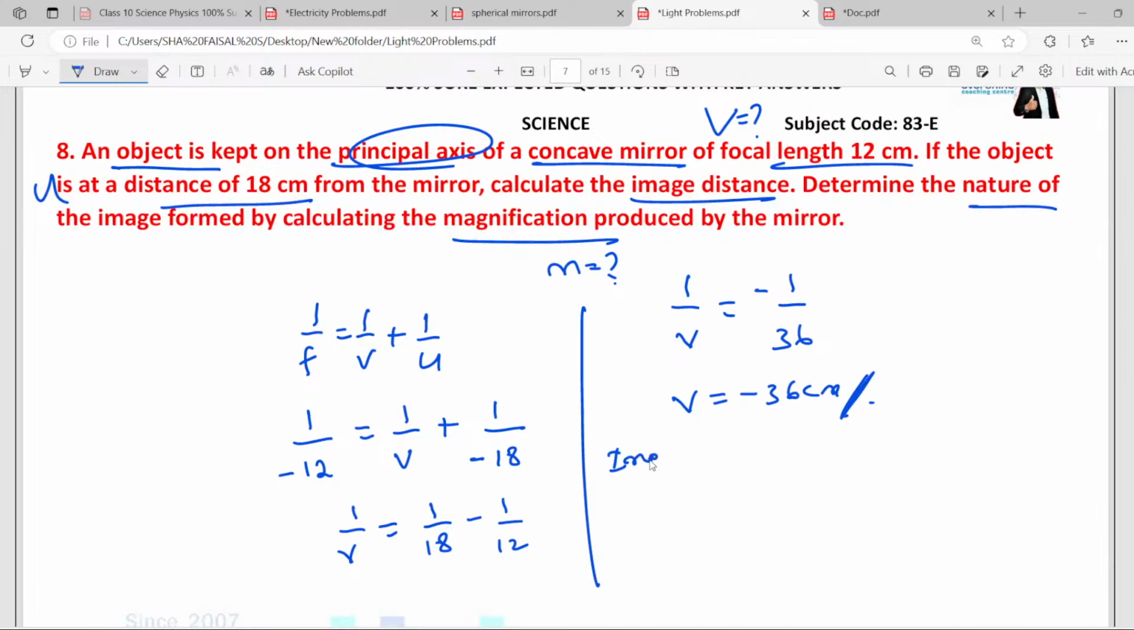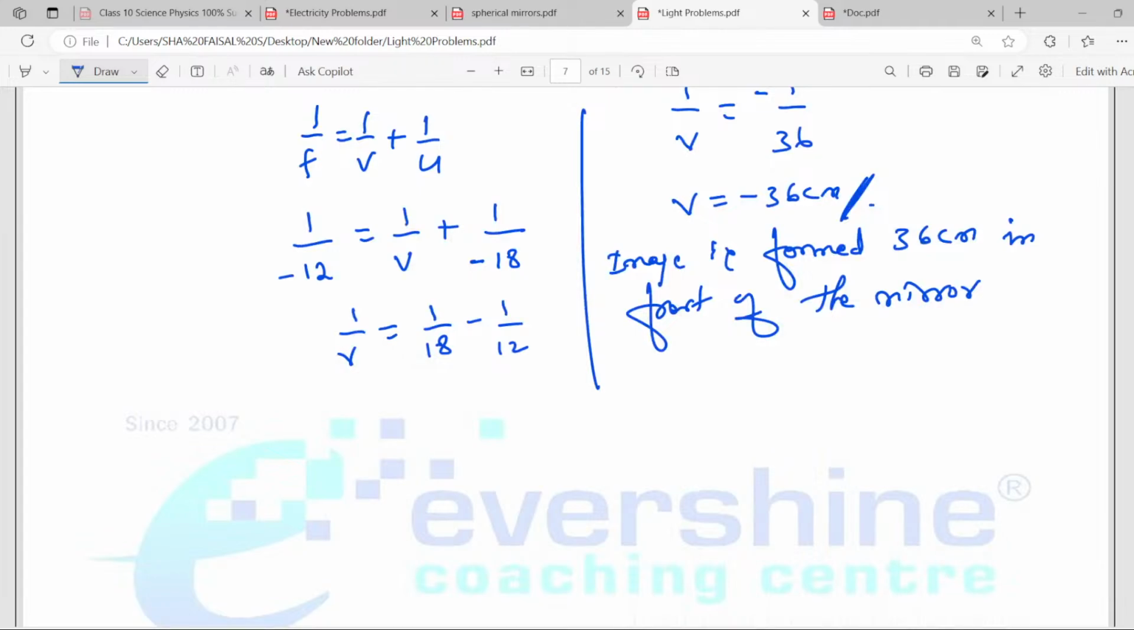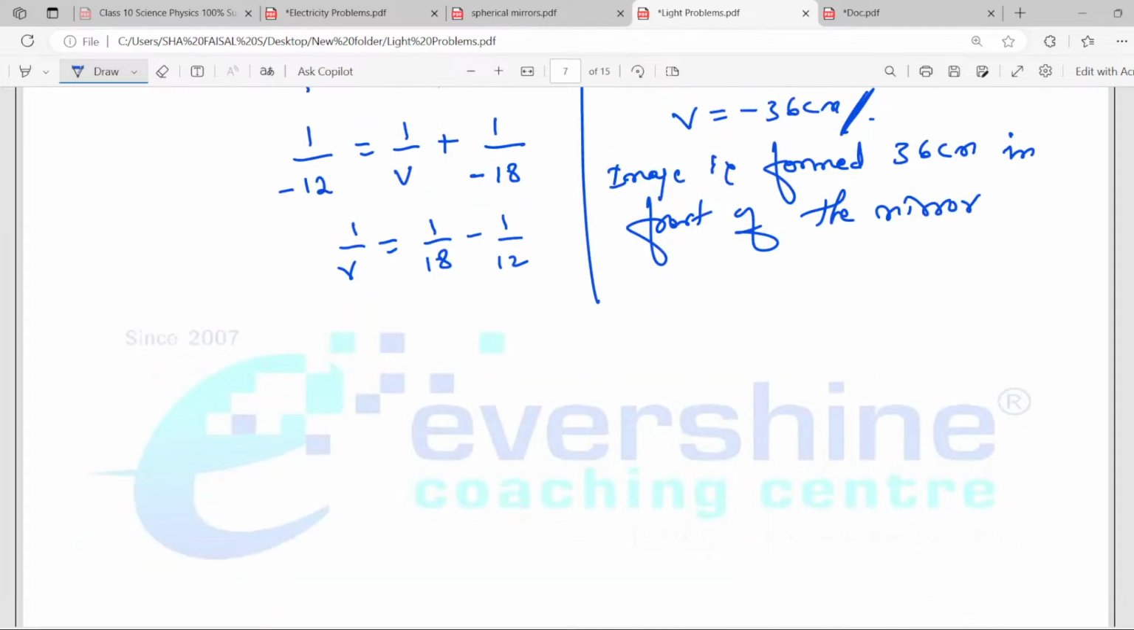So here we can write the comment like: image is formed 36 centimeter in front of the mirror, because it is negative. If it is negative, it means it is in front of the mirror. Positive, behind the mirror. Good.